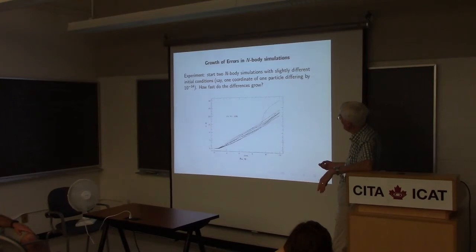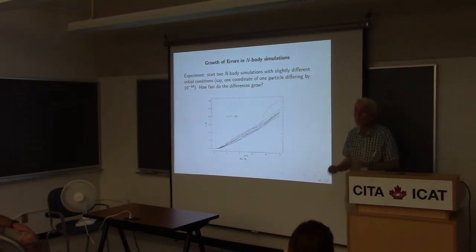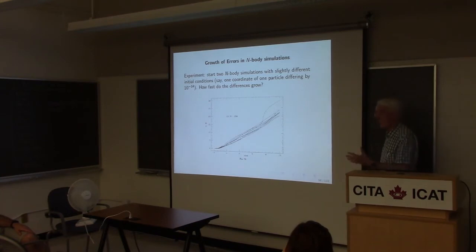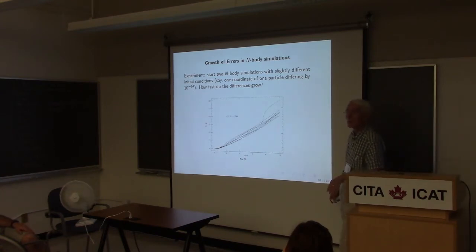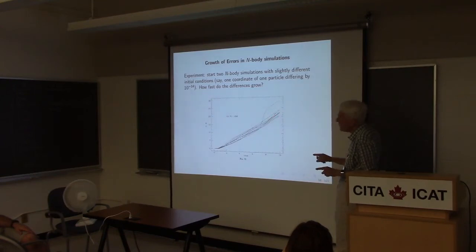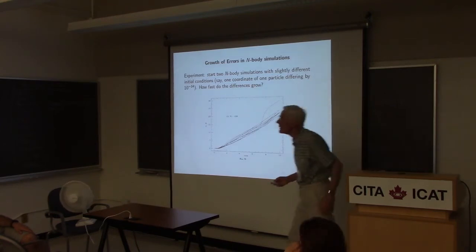Dave Merritt and a co-author some years ago extended this to much larger systems. And the story is always the same. One has this exponential divergence between neighboring solutions, which is an exponential explosion of error. And so when the magnitude of this separation becomes comparable to the size of the star cluster, you can be sure that the stars are in the wrong place at the wrong velocity at that time. So you can be sure that the positions and velocities of the stars are wrong.